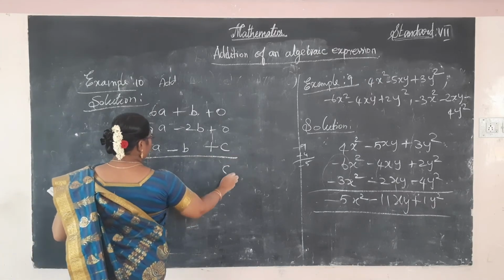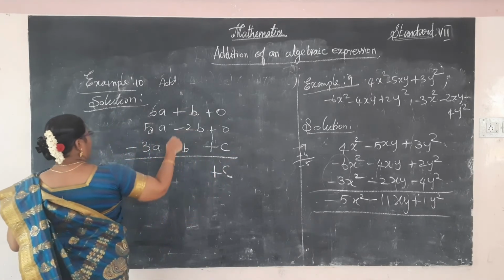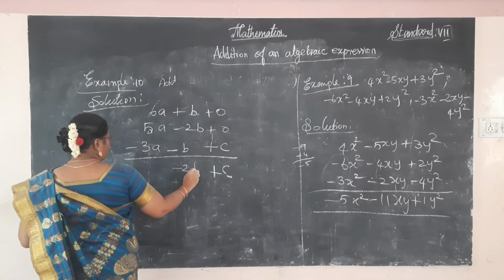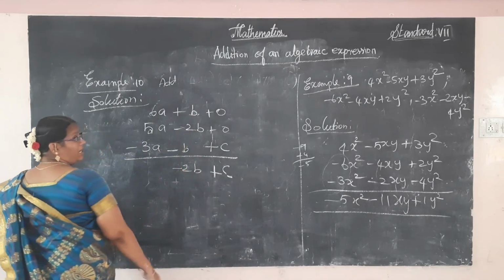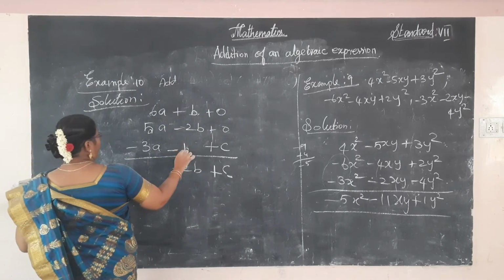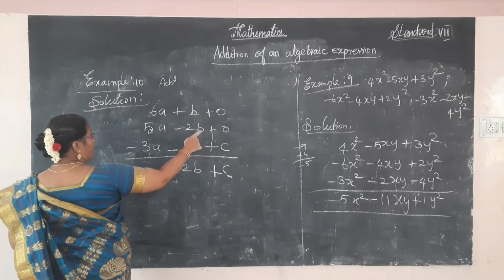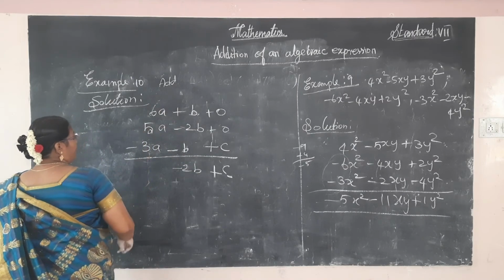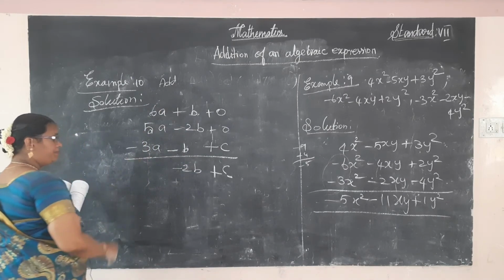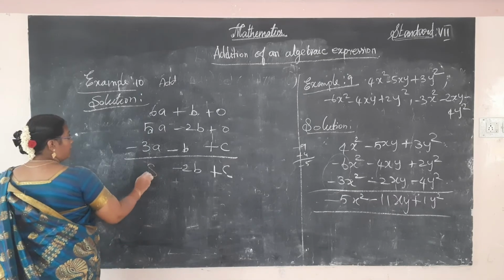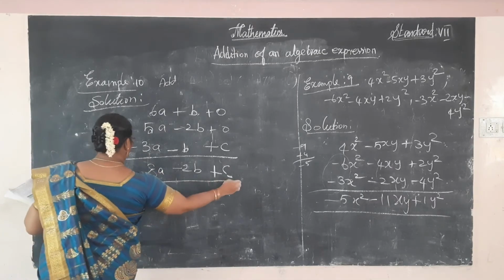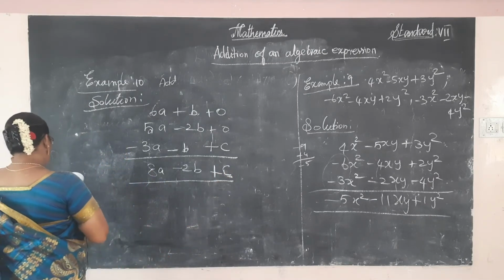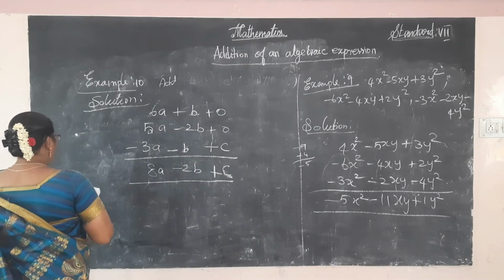Add this value c. Here plus b and minus b will be cancelled. So minus 2b, these two terms will be cancelled. Cancel means 0, then minus 2b minus 2b. Add these two values: 11a minus 3, 8, so plus 8. That's it.